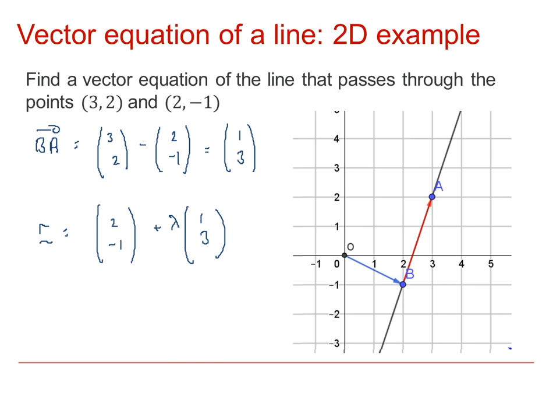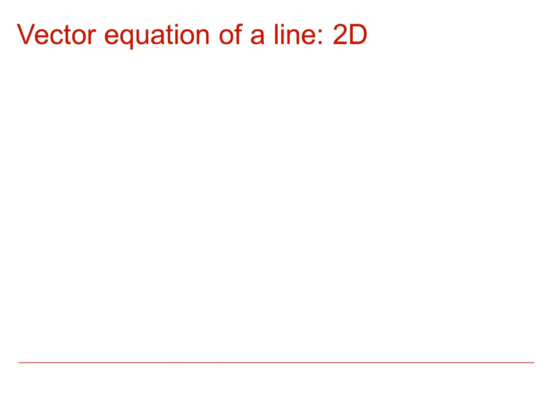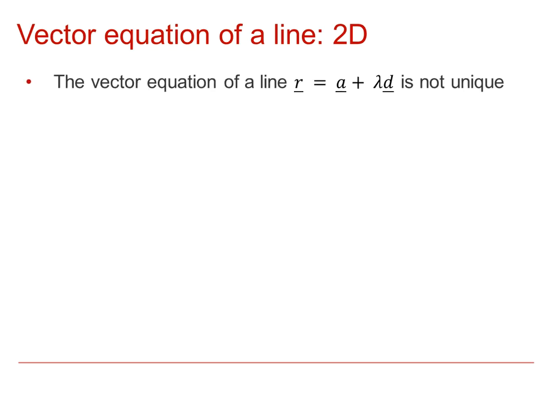If we used a different direction, a parallel direction, maybe a multiple of the one we've used at the moment, that indeed would also give us the same line. So the actual equation of a line is not unique. We can alter it around to have different starting points and different lengths for the direction vector. Well, in summary then, the vector equation is of the form r equals a plus lambda d, and we've just said that this is not unique, where a and d can actually be different, but will define the same line.